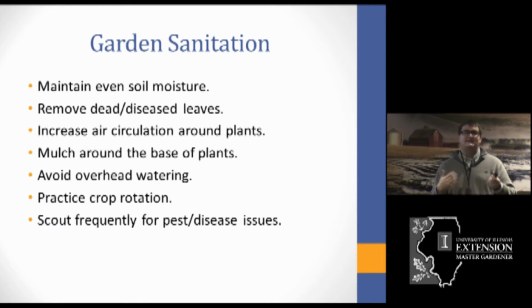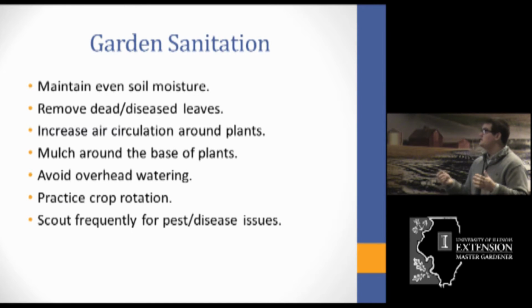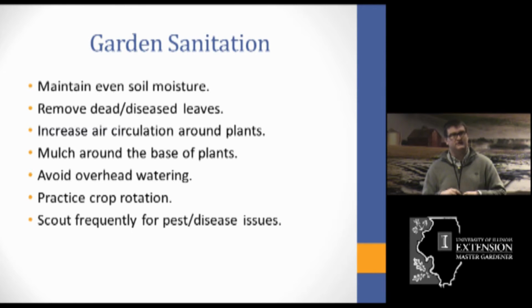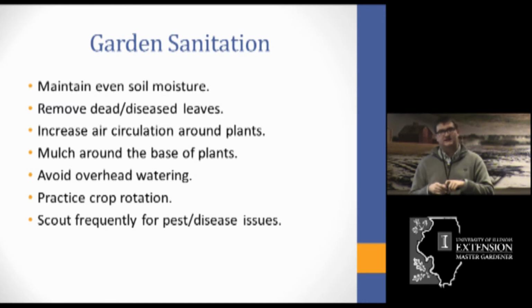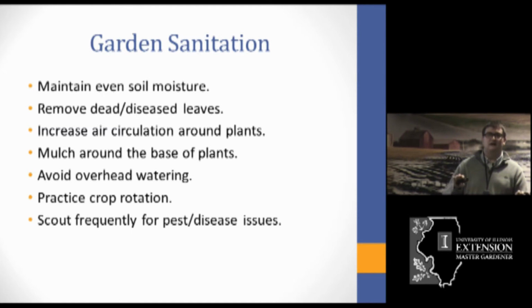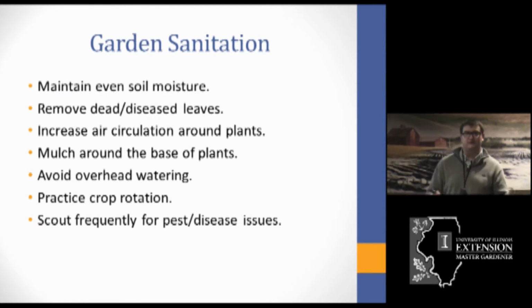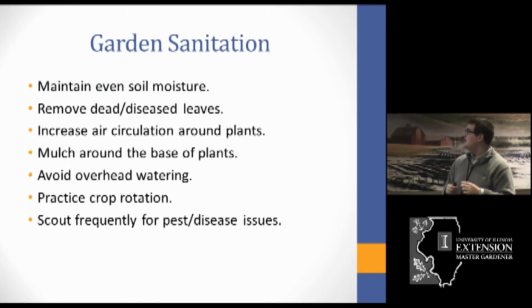So just some basic garden sanitation practices in general to help lessen the likelihood of disease. Just some basic guidelines. The first is to maintain even soil moisture, like we talked about with blossom end rot, growth cracking, those kinds of things. Just maintaining moisture, not too wet, not too dry, just somewhere right in the middle. And also removing any dead or diseased plants. That decreases the likelihood of spreading disease around your garden.